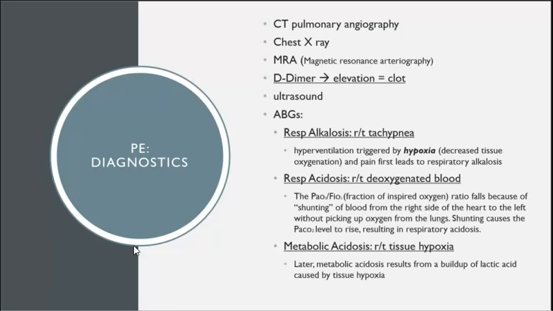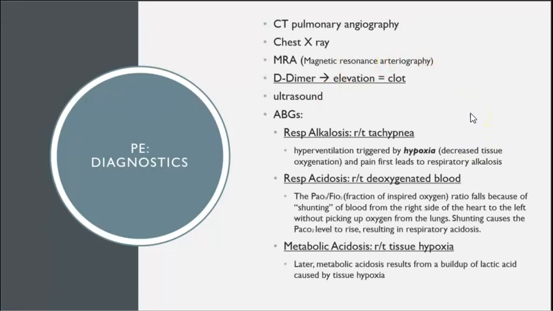In our diagnostics for pulmonary embolism, we definitely want to get visualization in there. CT is probably going to be the best. That's going to allow you to look at the actual blood flow. For a chest x-ray, you could probably see fluid accumulation, things building up in the chest. We can do an MRI or an MRA to look at the arteries.